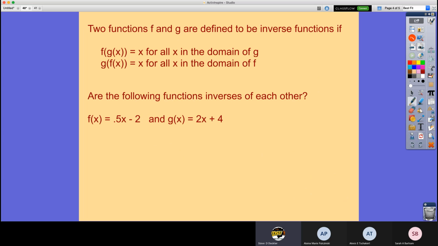All right. Go ahead and copy this down. And then I'm going to show you 2 different ways to do this problem. You get to pick which way you do it. I think there's an easier way, but I'm going to show you both ways.